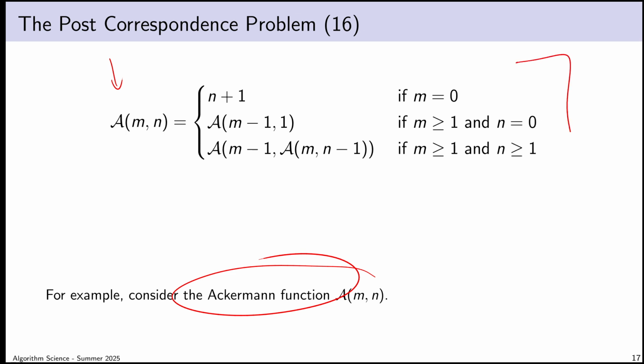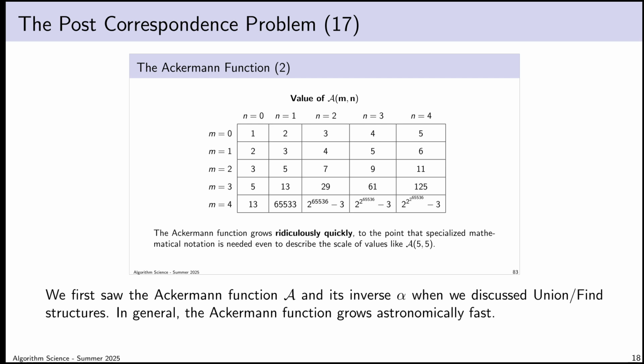I chose this representation because it looks sort of familiar to us. So consider the Ackermann function, and we use this special spooky looking A to denote the Ackermann function. We first saw this back when we were talking about the union find structure. Now, we didn't really care so much about the actual Ackermann function. We mostly cared about its inverse, which we denoted by alpha. The idea behind the inverse Ackermann function is that it grows incredibly slowly, so slowly that for our purposes, we could sort of treat any algorithm with running time alpha as basically being constant time.